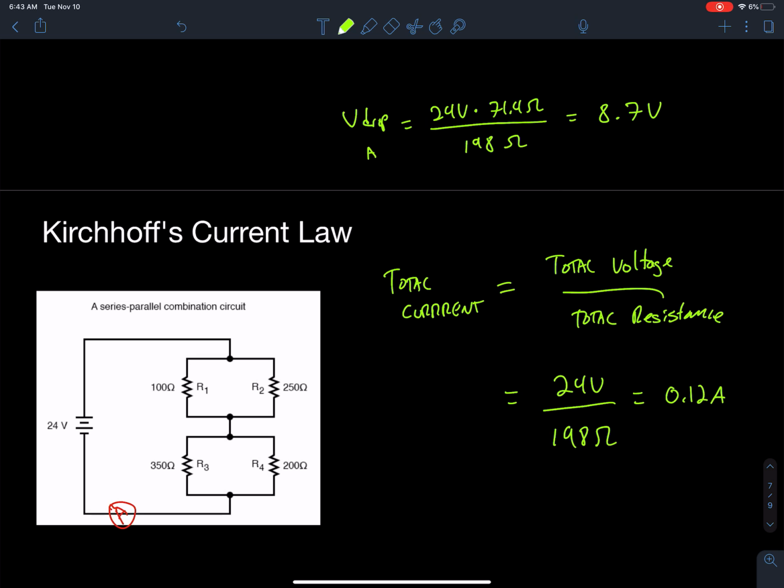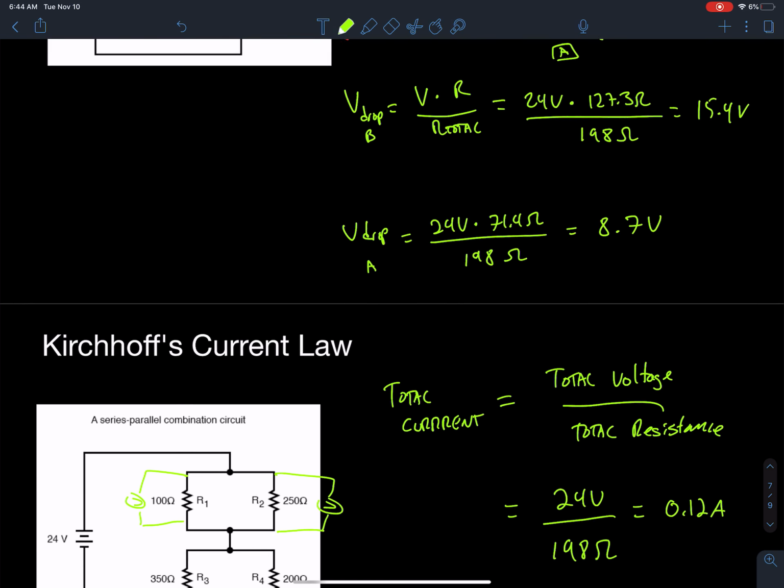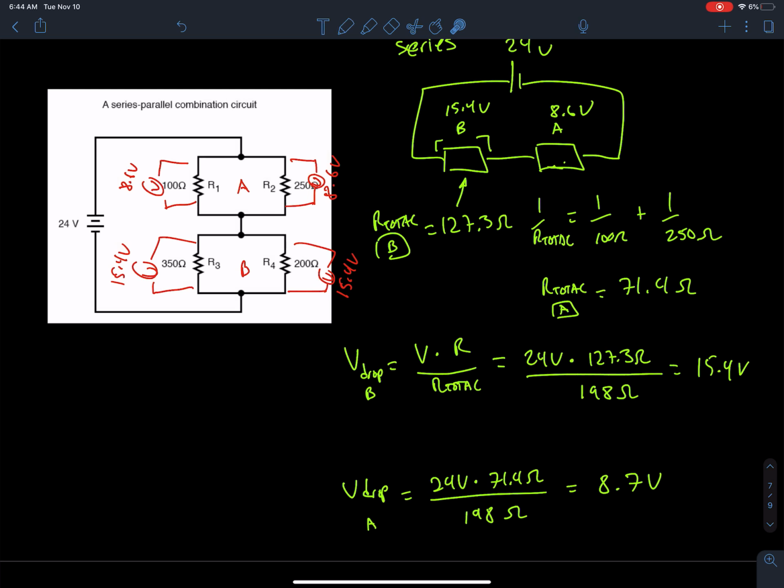But if I wanted to find the current in each of these branches, how would I do that? I had my voltages from the previous voltage law. For example, 8.6 volts is here, and that's across my 100 ohm resistor. So I could find the current in that branch by taking the voltage divided by the resistance. This voltage divided by that resistance would give me the current here.